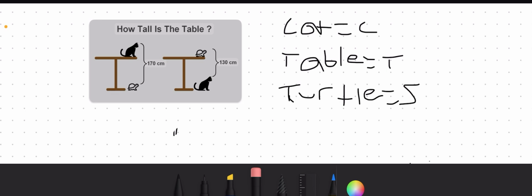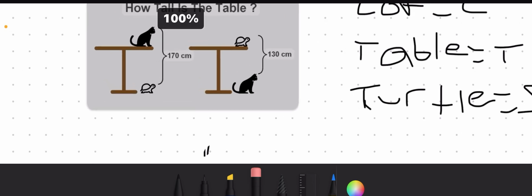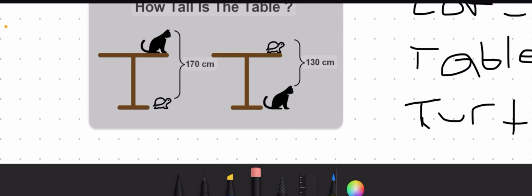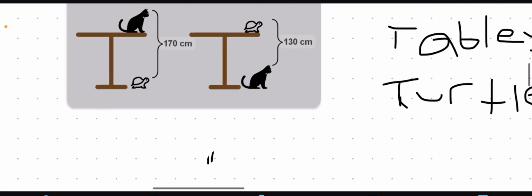I came across online. It's kind of a fun little riddle, and so I'm going to go over a quick way to do it algebraically. It gives us two images, which you can see for yourselves here. I can zoom in. It has three variables: a cat, a turtle, and a table. It gives some measurements, and it's asking how tall the table is. So that's what we're going to be doing today.